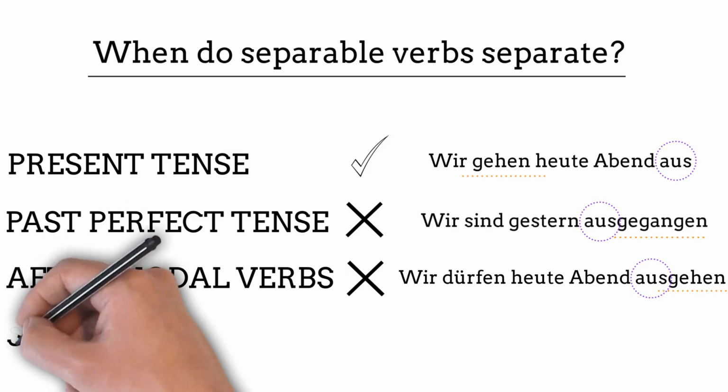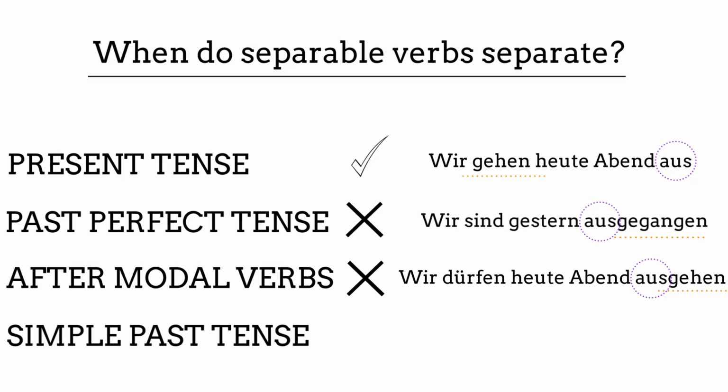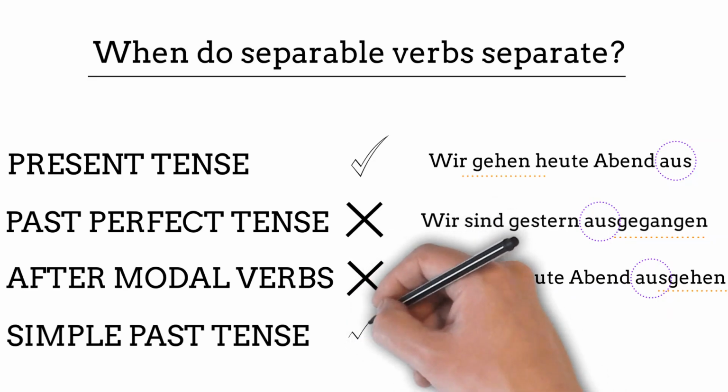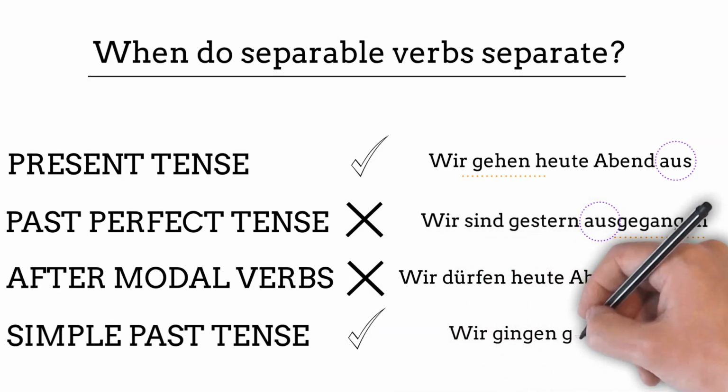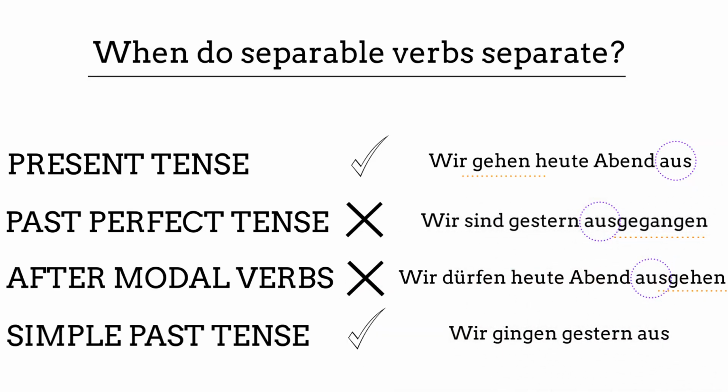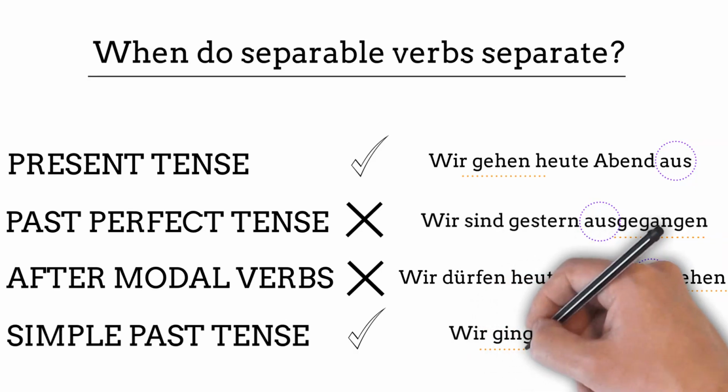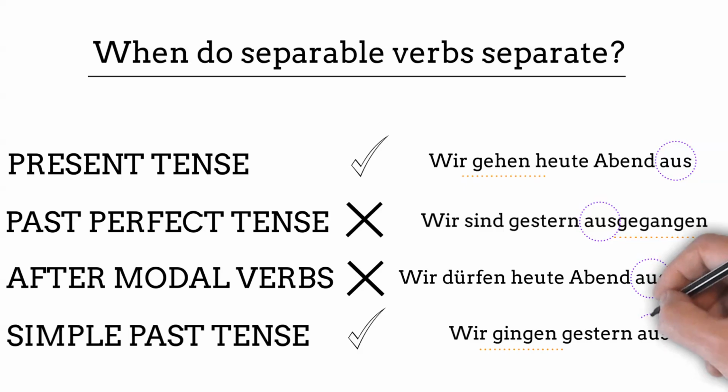The final example is the simple past tense, which is the less common past tense in German, but also important in some contexts. For example, wir gingen gestern aus. We went out yesterday. In this case, the stem takes the simple past form and the prefix simply goes to the end of the sentence like the present tense.